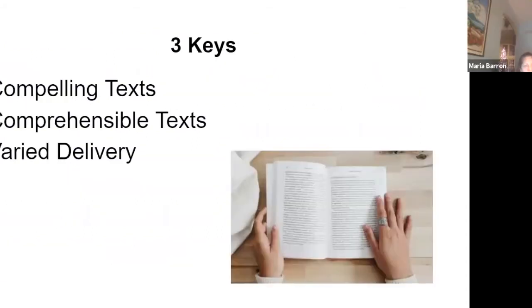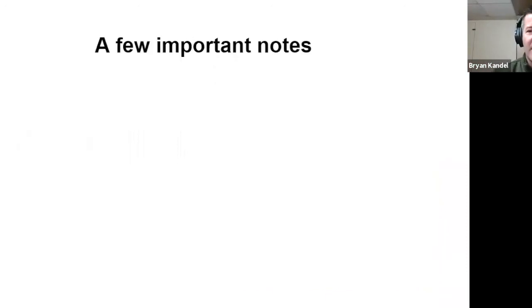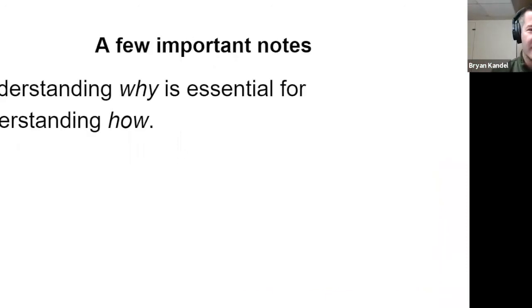There are really three keys, I think, to being successful with any kind of reading. Compelling text, things that students want to read, comprehensible text, things that students can read, making sure they can understand it, and then varying delivery. And I've done this presentation a few times before. If you've seen it, we went through those. I'm going to do it a little different today. And we're really going to start more with the delivery part and talk about the steps that we take when we're doing a reading. A few important notes before we jump into those steps.